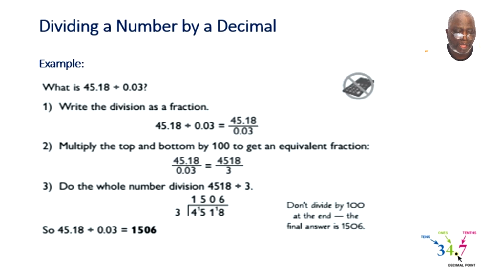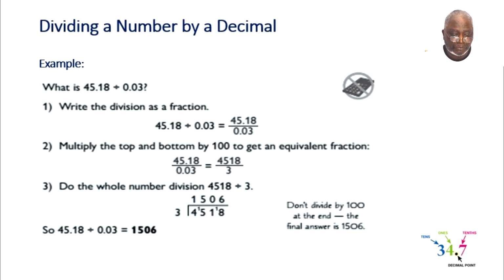Multiply the top and bottom by 100 to get an equivalent fraction. So you're trying to make them look like whole numbers. So 0.03 times 100 is equal to 3. 45.18 times 100 is equal to 4,518. I'll go through that again. 0.03 times 100 is equal to 3. And then 45.18 times 100 is equal to 4,518, as you can see in step 2 there. And then in step 3, you do your whole number division.